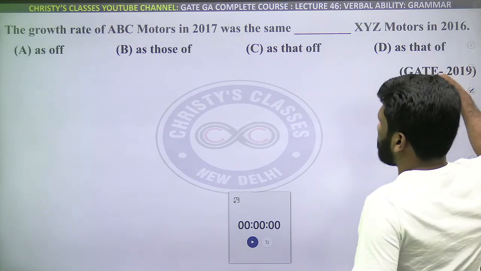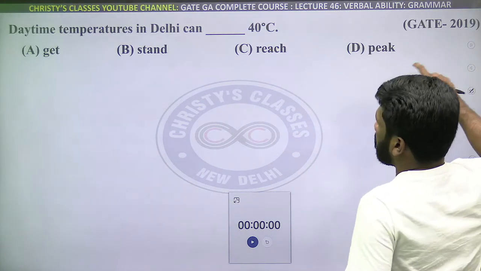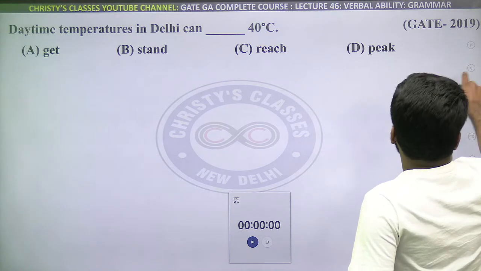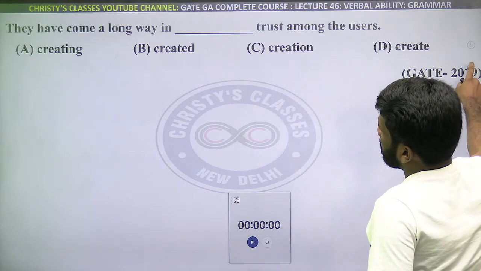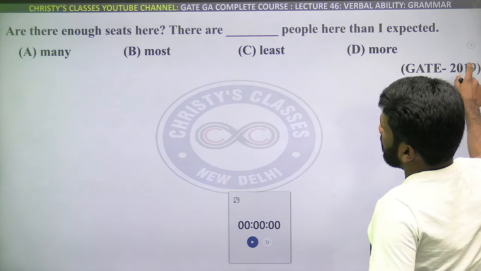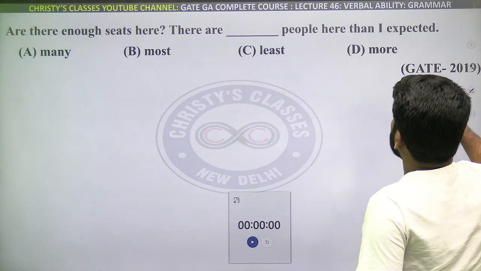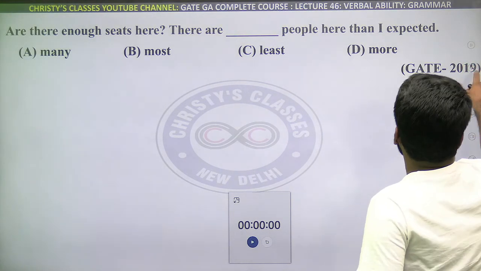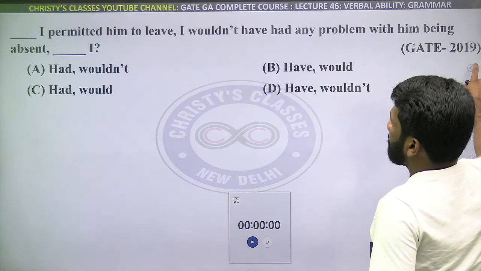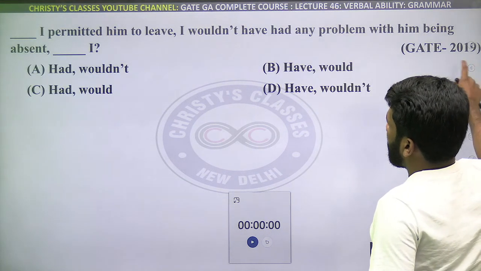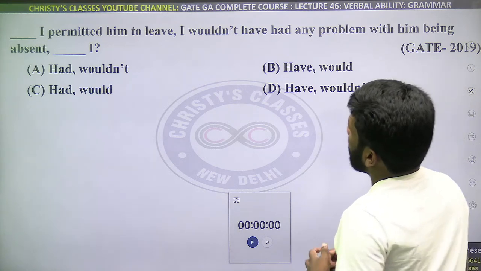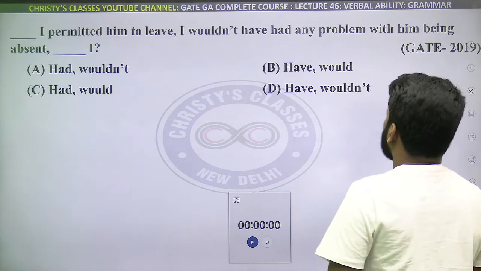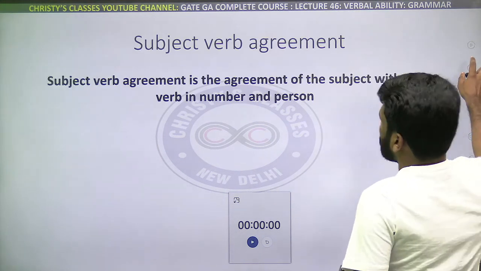This is a preposition question. Preposition question we will discuss tomorrow. It's also preposition. Preposition and verb related more questions we will discuss tomorrow. Okay, try this. Okay, this also tomorrow we'll discuss.